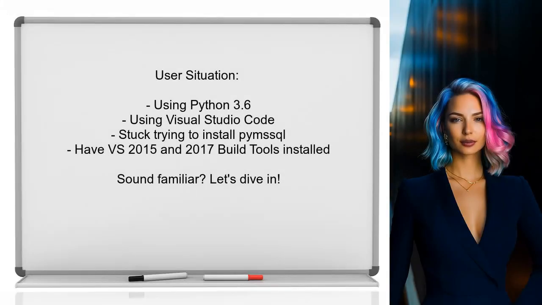Here's the situation. A user recently shared that they are using Python 3.6 and Visual Studio Code, but they are stuck trying to install pymssql. They have Visual Studio 2015 and 2017 build tools installed, but they still encounter an error. Sound familiar? Let's dive into this.